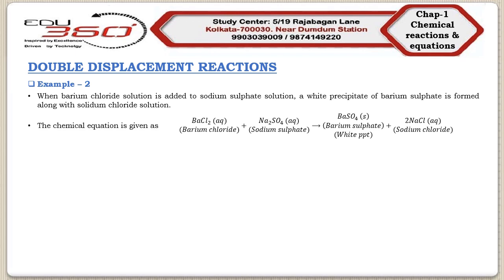It is a balanced equation. Now let us discuss each term of this chemical equation one by one. Barium chloride is represented by BaCl2. It is a solution, so we have written BaCl2 within bracket aqueous. Next is the sodium sulfate solution, represented by Na2SO4 within bracket aqueous. Now barium sulfate is the white precipitate, so it is a solid substance, so we have written BaSO4 within bracket s. And finally the sodium chloride solution is NaCl within bracket aqueous.